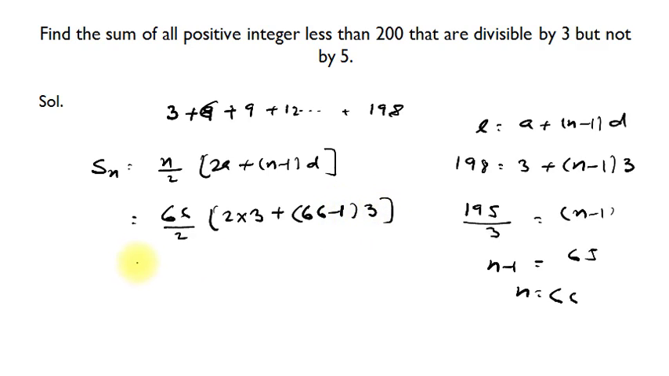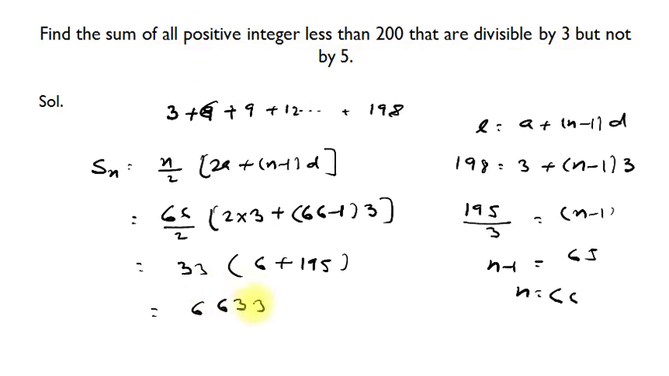So we get 66 divided by 2, that is 33, into 6 plus 65 multiplied by 3, that is 195. Okay, and when we calculate it, we get 6633.